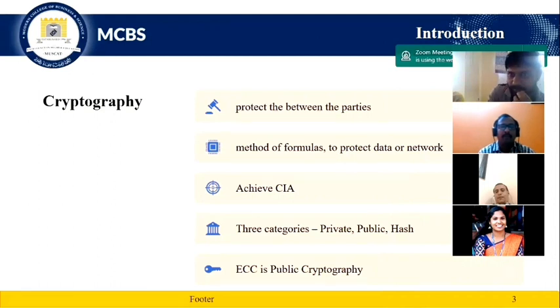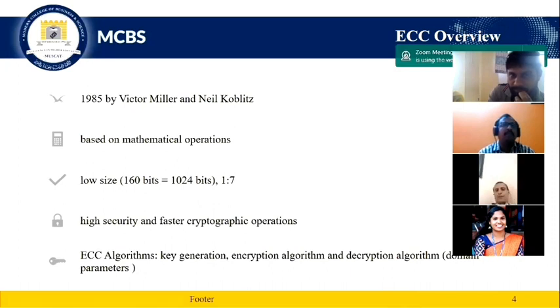To give you an overview of elliptic curve cryptography, it was discovered by Victor Miller and Neal Koblitz in 1985. It's purely based on mathematical operations. The main feature of ECC is its low key size, so that 160 bits of elliptic curve cryptography is equal to 1,024 bits of RSA, where RSA is another type of encryption and decryption technique, and the ratio between ECC and RSA is 1:7. ECC provides high security and faster cryptographic operations, and because of the low key size, it requires less processor, less memory, and fewer resources.